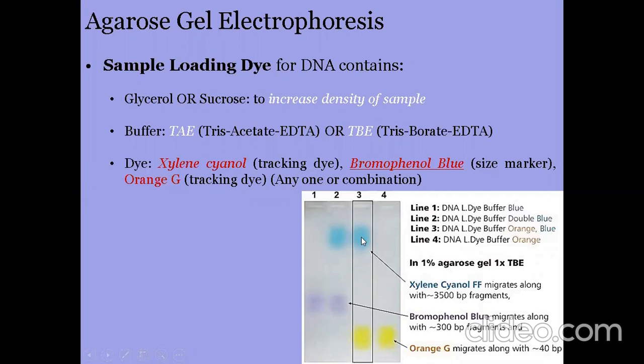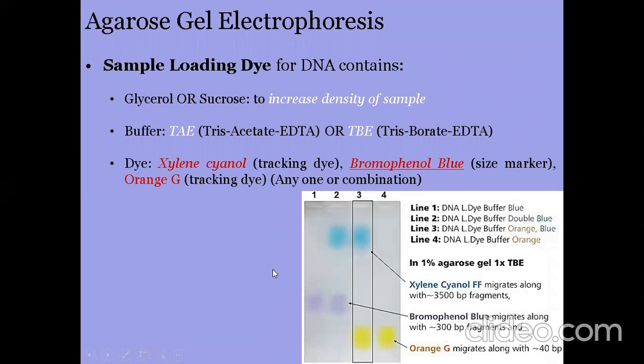So xylene migrates along with a 3,500 base pair fragment. If the fragment is heavier, it will be here. That is 3,500 base pairs, so it will be here. Then the bromophenol blue size marker can be added with xylene, and this marker, bromophenol blue, is here. It will move along with a 300 base pair fragment.